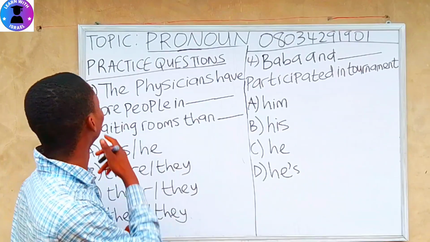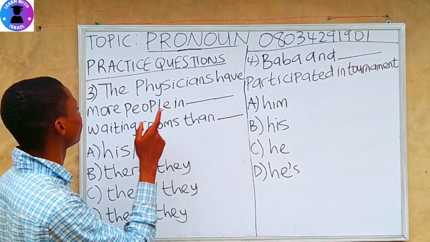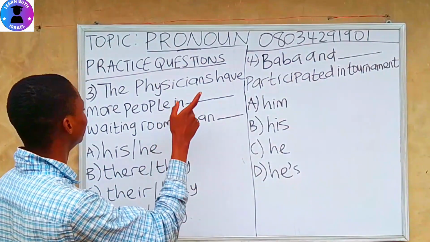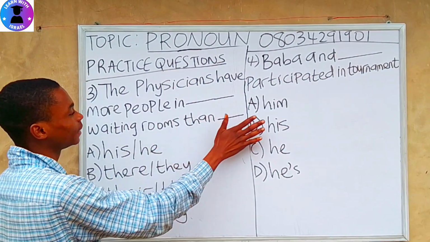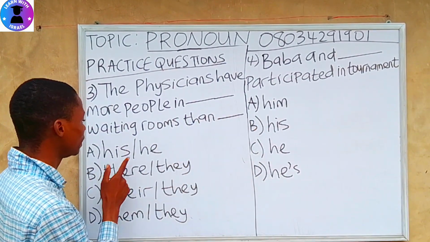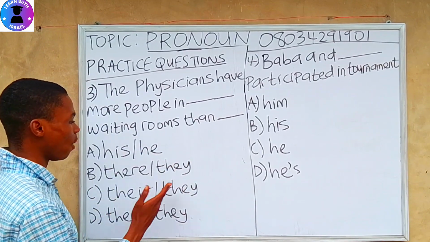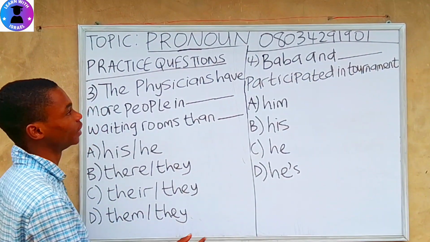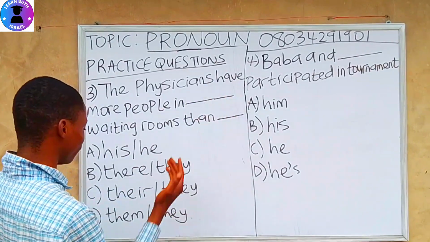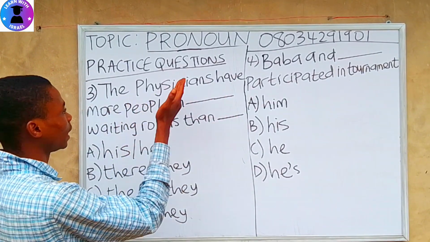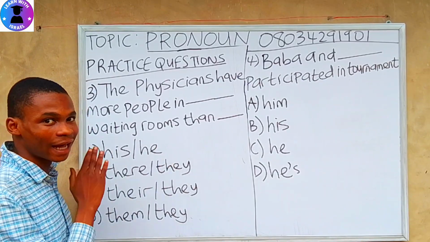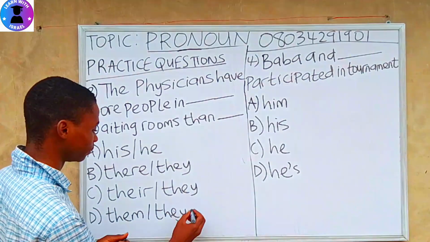Question 3. The physicians have more people in dash waiting rooms than dash. A is or he, B there or they, C there or they, D them or they. The physicians have, let's start from option D. The physicians have more people in them waiting rooms. That is grammatically incorrect.